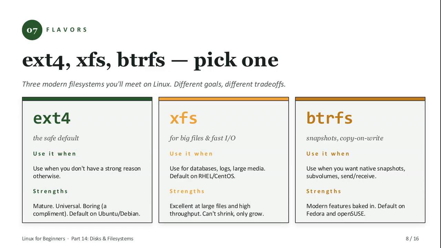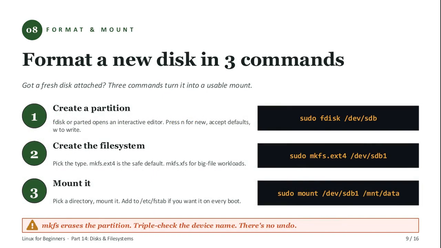And btrfs brings modern tricks like snapshots and copy on write, and it's the default on Fedora and OpenSUSE. If you're unsure, ext4 is always a safe bet. So let's put it all together: a fresh disk to a working mount in just 3 commands.